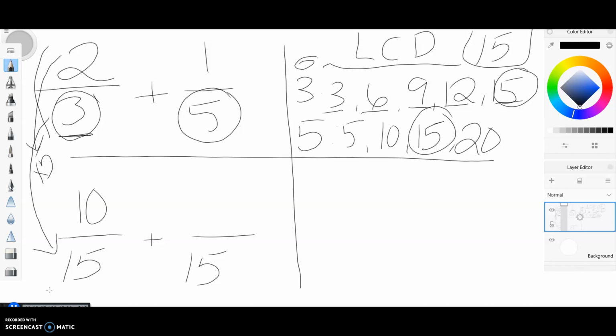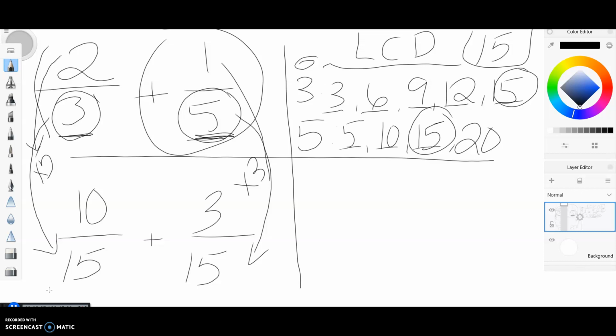And then we do the same thing with this other fraction over here. So how do we change 5 to 15? Let's see how many times I counted up by 5 to get to 15. 1, 2, 3. So all I did was 5 times 3 to get to 15. So I'll put times 3 right there. Remember, whatever you do with your denominator, you do with your numerator. So if I did 5 times 3, I also do 1 times 3. So what's 1 times 3? 3.